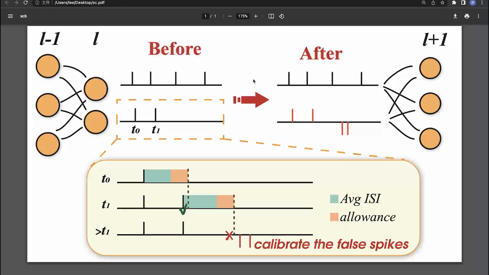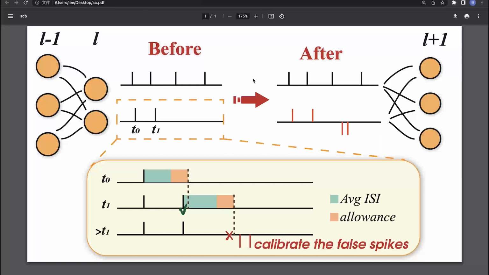We monitor the moment of arrival of each spike. To reduce computational stress, we slightly update the interspike interval of each neuron and set the allowance as the maximum limit of the interspike interval. After the neuron issues a spike and there is still no spike activity after the expected interval and allowance, the neuron will issue a negative spike for spike calibration.